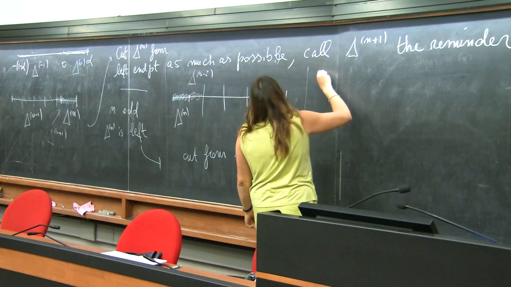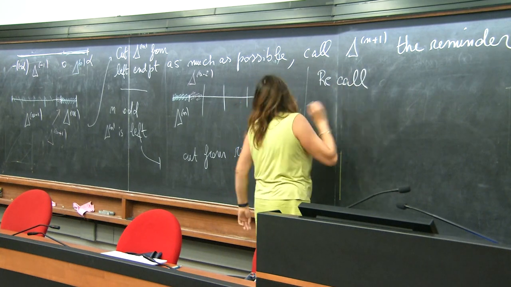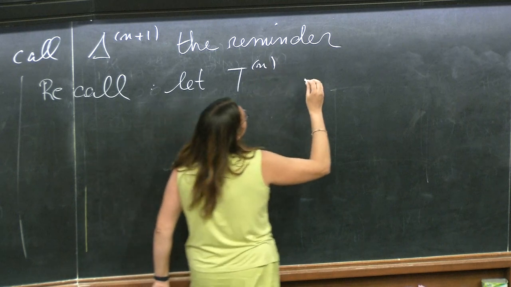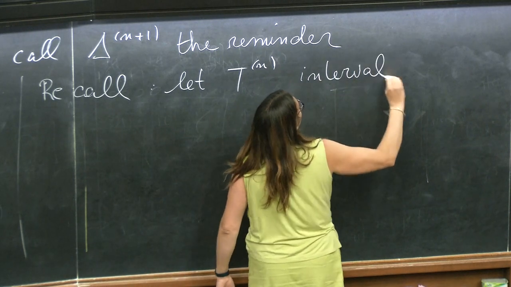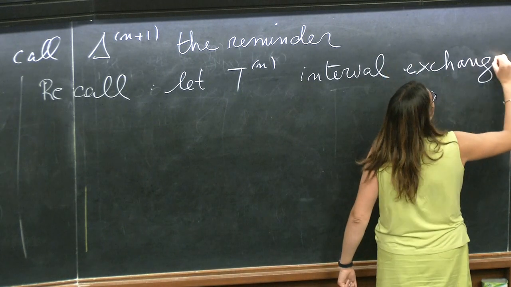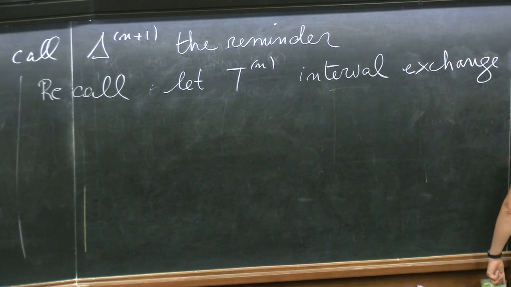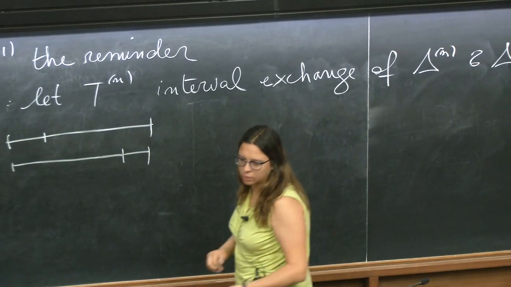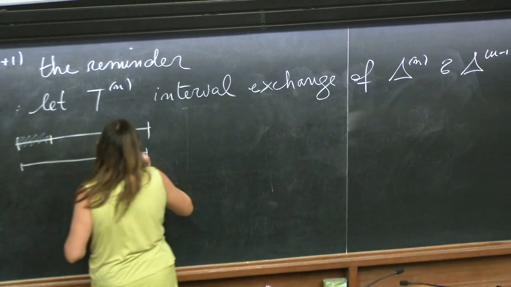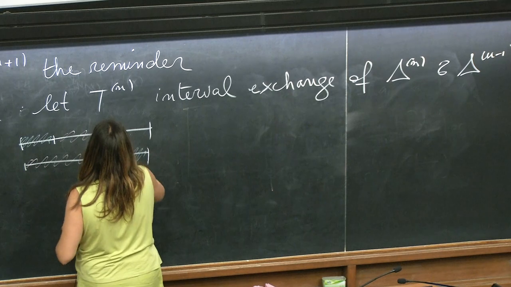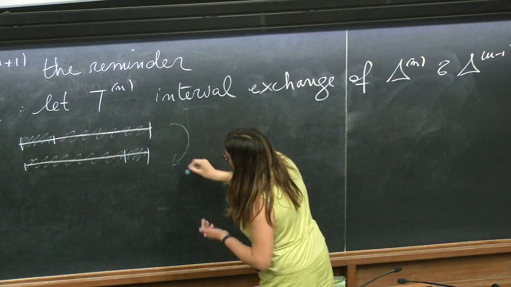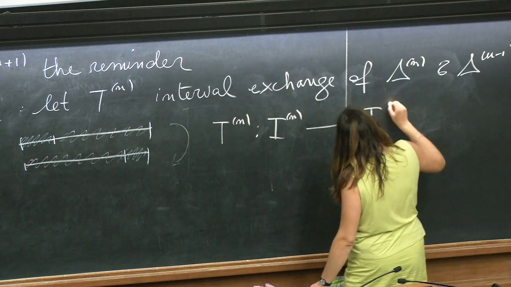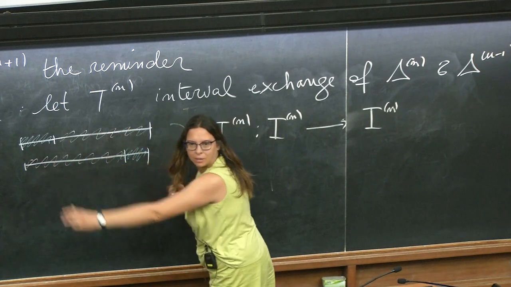What does this have to do with rotations? Now let's connect it to yesterday. Let T n be the interval exchange of delta n and delta n minus 1. This is just a map which swaps the two intervals rigidly. It's a map T n from I n back to I n, and one is mapped to the opposite end, and red is mapped to the opposite end.